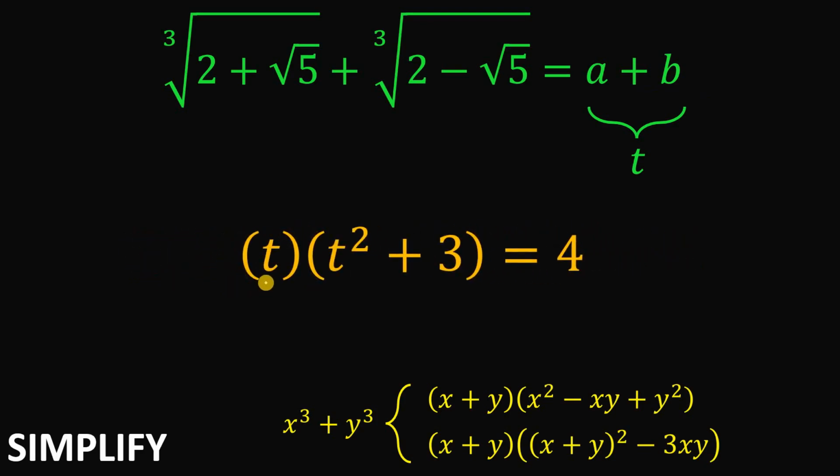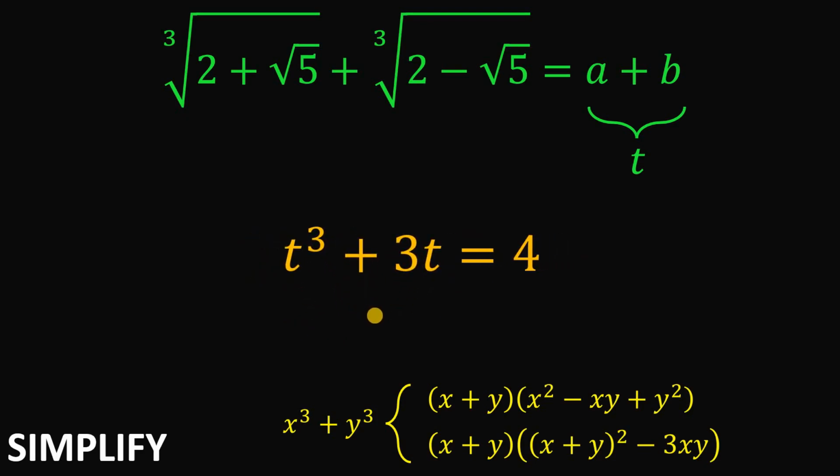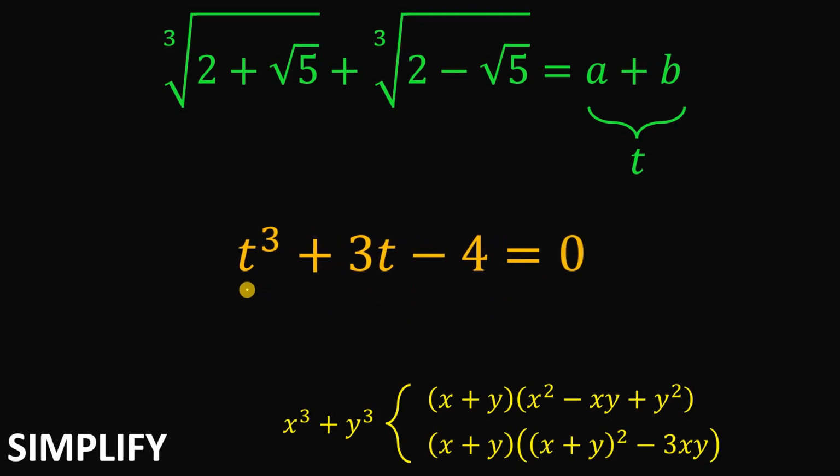Our equation now becomes t multiplied by t squared plus 3 equals 4. If we distribute this t on the left-hand side of our equation, we get t cubed plus 3t, and now let's equate this to 0, after moving the 4 to the other side. Now we're going to find the real value of t that satisfies this cubic equation. One thing to notice is if we plug in t equals 1, we get 0. This tells us that t equals 1 is a solution to this cubic equation.